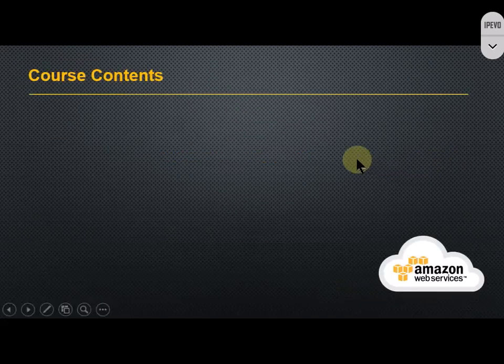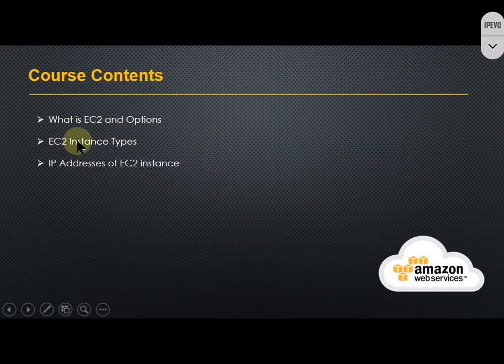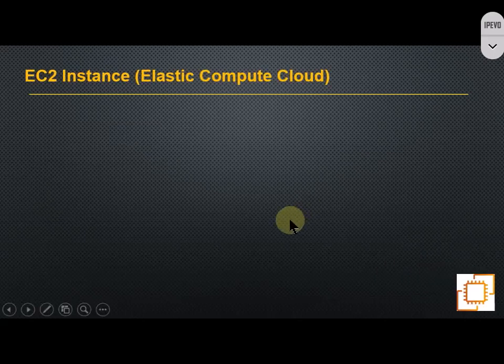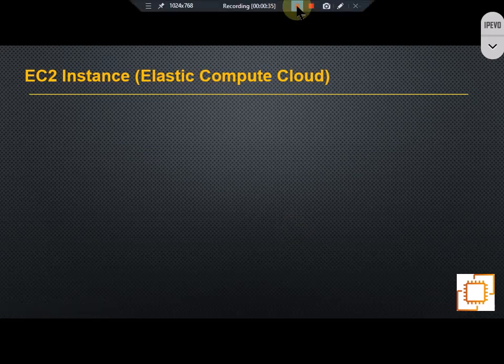So let's see what we are going to cover in this session: what is EC2 and the options, what is an EC2 instance type, IP address, and EC2 instance, lab and topology. These are going to be very small sessions because we are more focused on the lab. So let's head over to the next slide, which is talking about the EC2 instance, Elastic Compute Cloud.